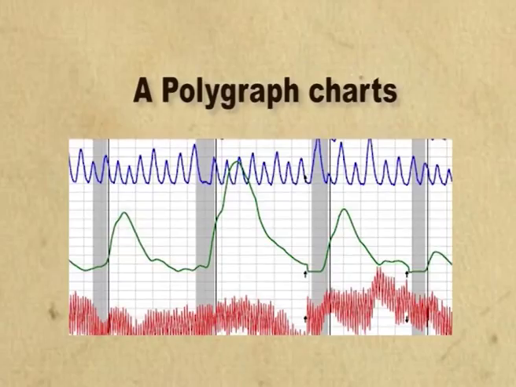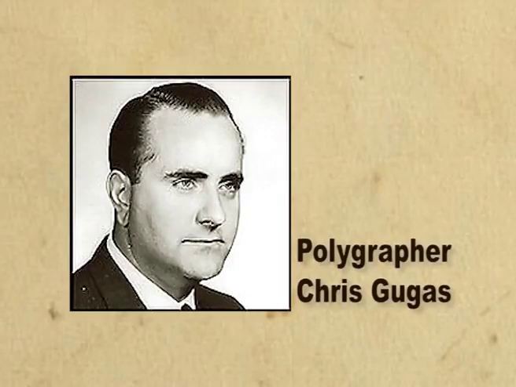When we lie, our blood pressure goes up, our heart beats faster, we breathe more quickly, and our breathing slows once the lie has been told, and changes take place in our skin moisture. A polygraph charts these reactions with pens on a moving strip of paper. The result is jagged lines that don't convey a lot to you. But an examiner can tell from those mechanical scribbles whether or not you have spoken the truth, as said by polygrapher Chris Gugas.